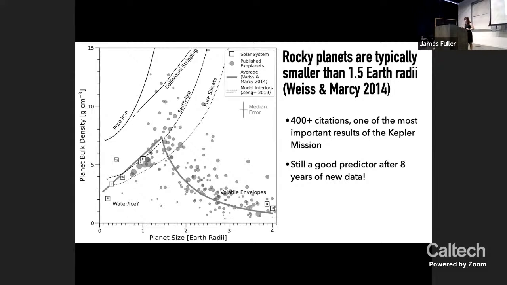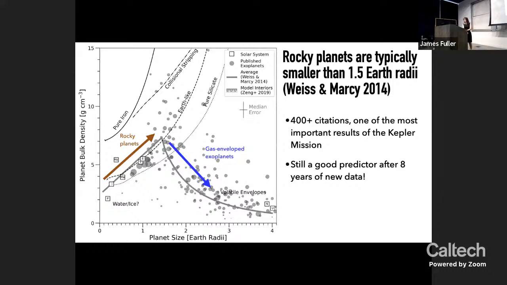So rocky planets, which are on the left side of this plot, have a density that increases with size due to the compression of rock. However, planets that are larger than 1.5 Earth radii decrease in density, and this must be due to an increasing admixture of volatiles in their bulk composition. Our result is one of the most cited results from the Kepler mission. And what's kind of cool is we did this back in 2014, and now years later, the exoplanets still seem to follow this pattern. So these mass-radius relationships are still a good predictor after 8 years of new data.